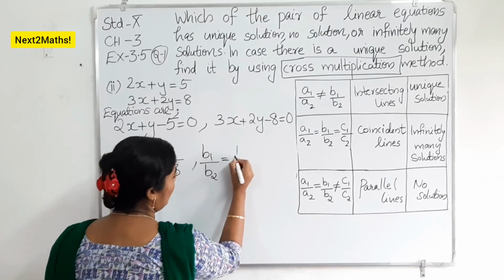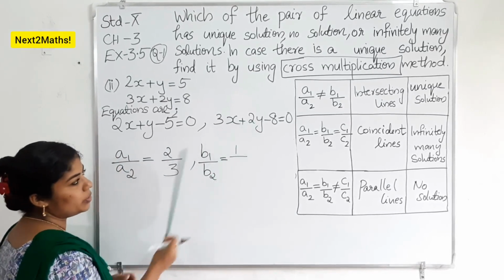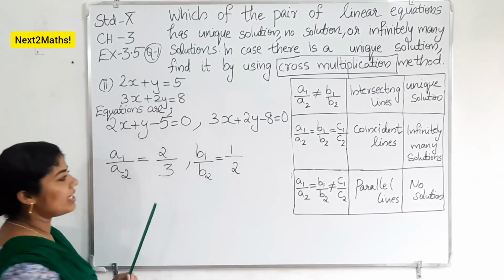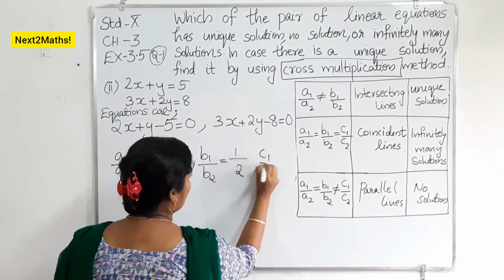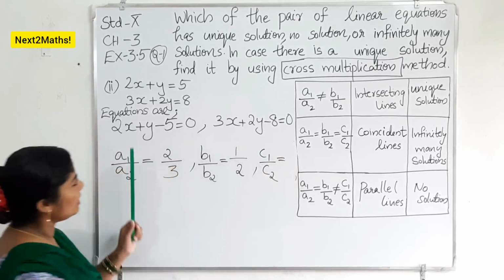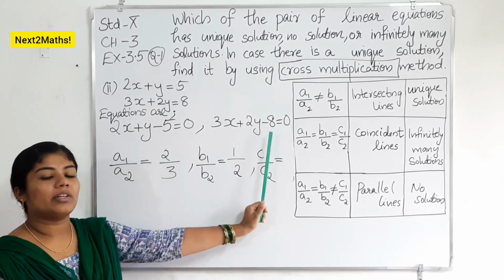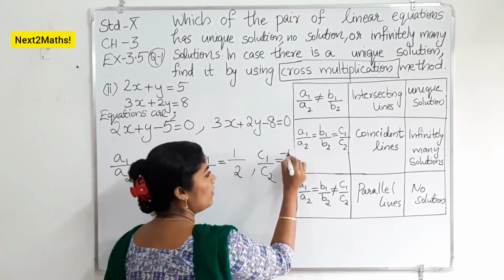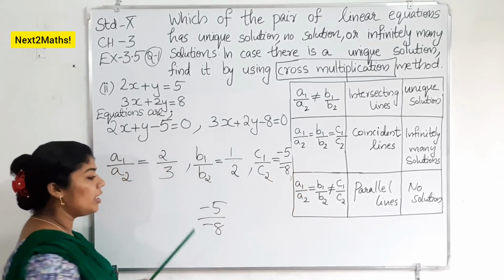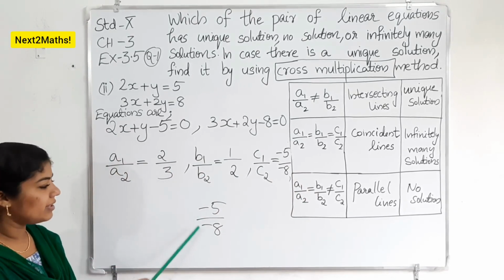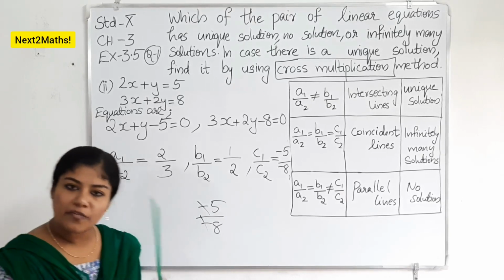So b1 is 1 divided by, here a2, this is b2, so 2 you can write as b2. So what is b1 by b2? 1 by 2. Then what is c1 by c2? c1 divided by c2. c1 is this one, minus 5, and comparing this, minus 8, that is your c2. Minus 5 divided by minus 8. See, in both numerator and denominator you are writing the negative, so directly you can cancel both the negatives and write it as 5 by 8.